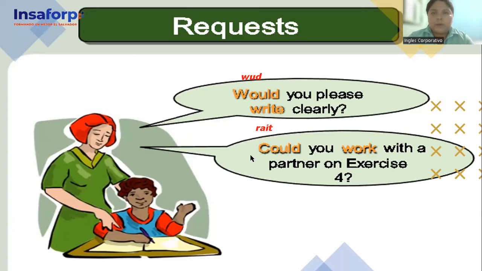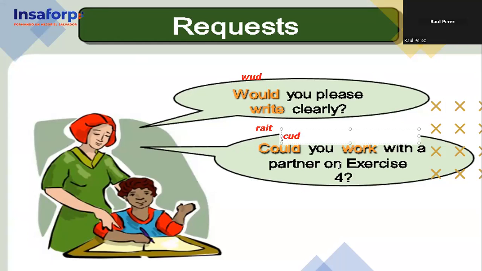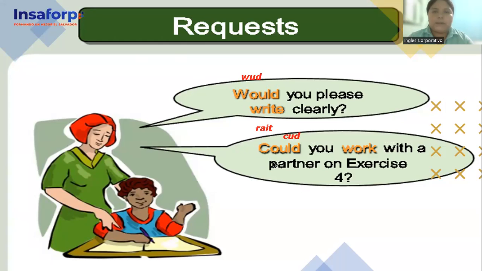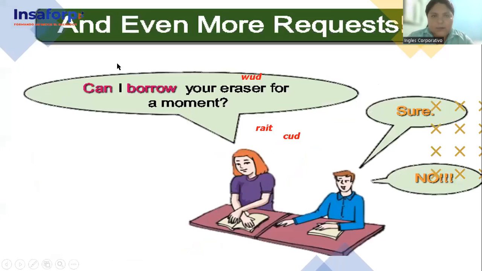Second example. Could you work with a partner on exercise four? Could you work with a partner on exercise four? Okay, so could you work? Could you work? Good. Excellent. Awesome. Okay, so we're gonna be checking that modal in that question.